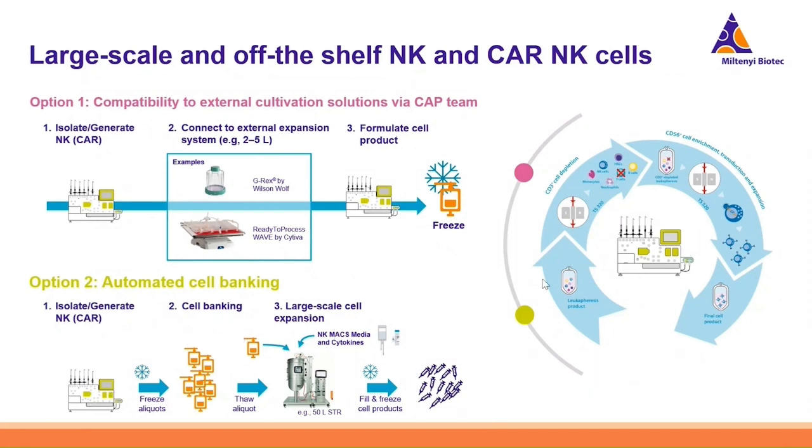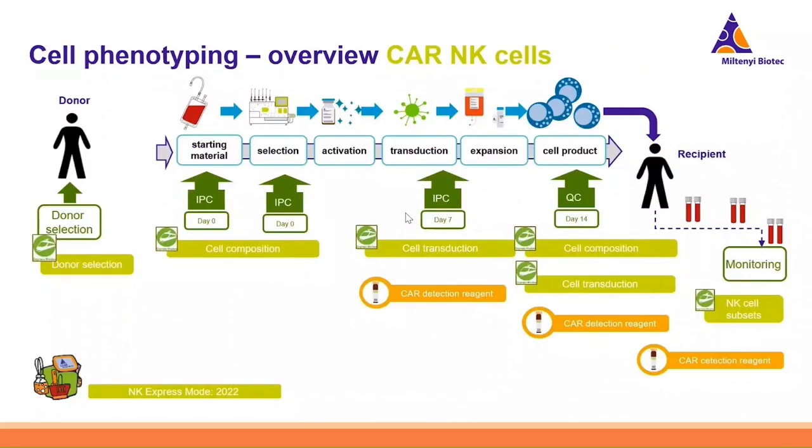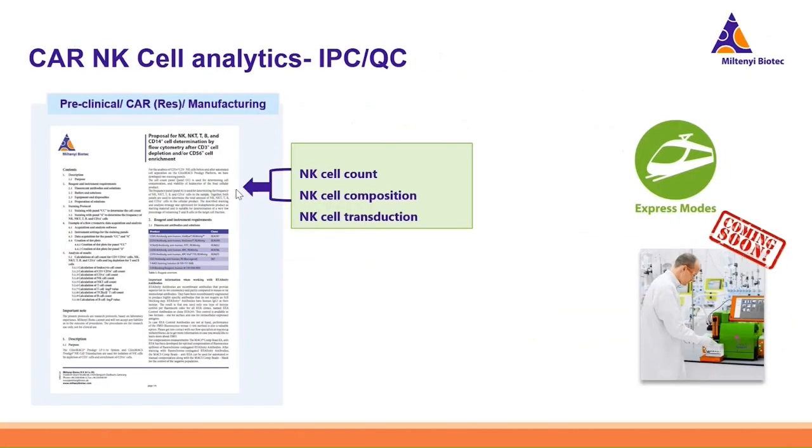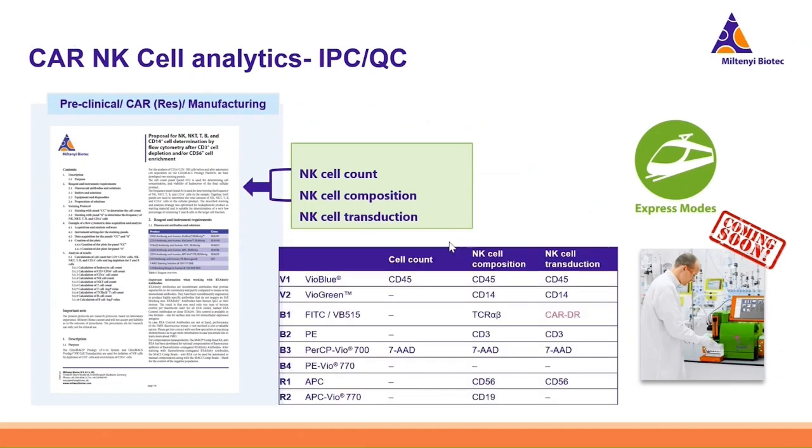To finalize, the same as Julia just mentioned, we need to have very strict IPC/QC during the manufacturing, and we have already developed the panels for this and the detection reagents for this. We have a protocol available for you in which the most important parameters are there. The panel is very simple, but it's necessary to have your release criteria. So the contaminant cells should be low and your purity and your viability should also be high.